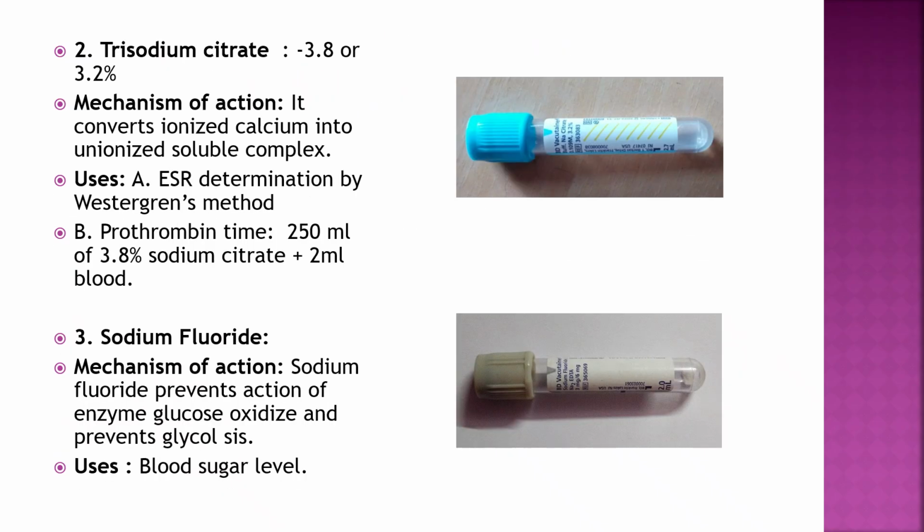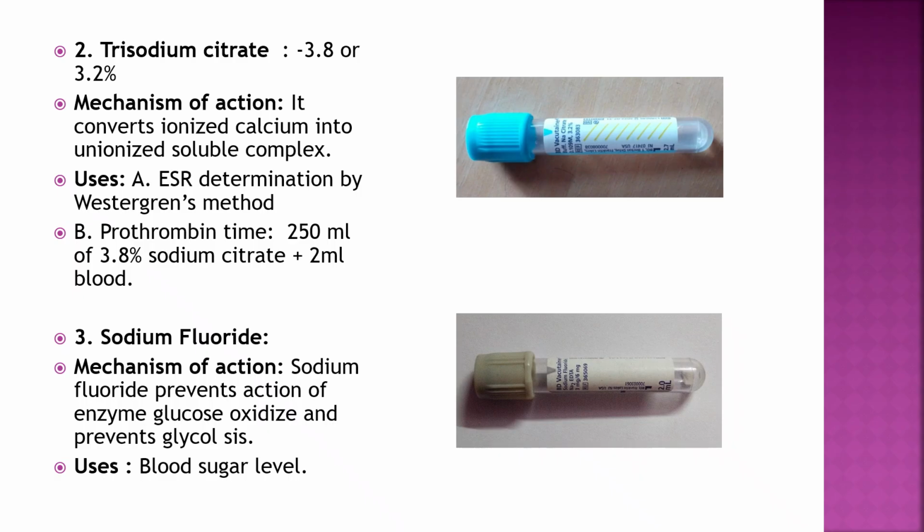Second is trisodium citrate. It is 3.8 to 3.2%. Mechanism: it converts ionized calcium into unionized calcium, and because of that it is not available for blood clotting. Uses are mainly ESR by the Westergren method and prothrombin time or blood coagulation tests like PT, PTT, APTT, etc.